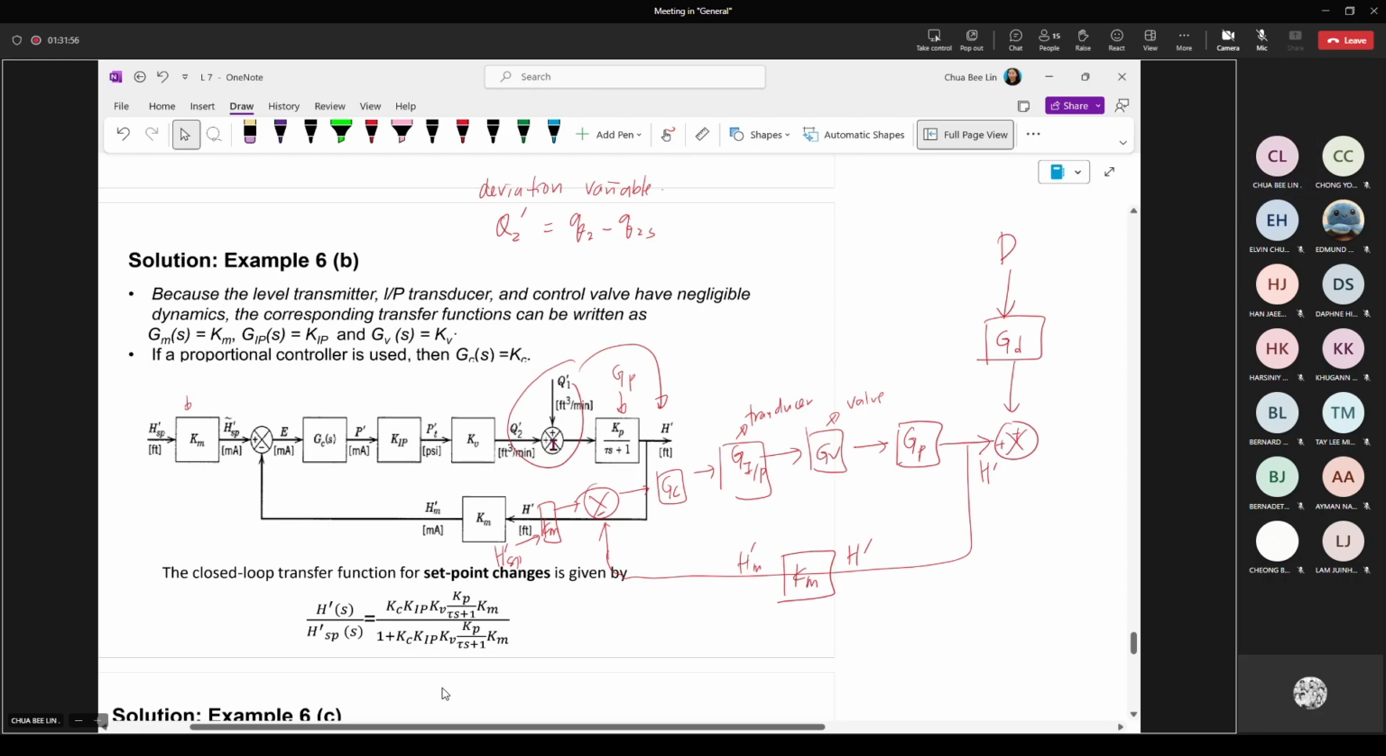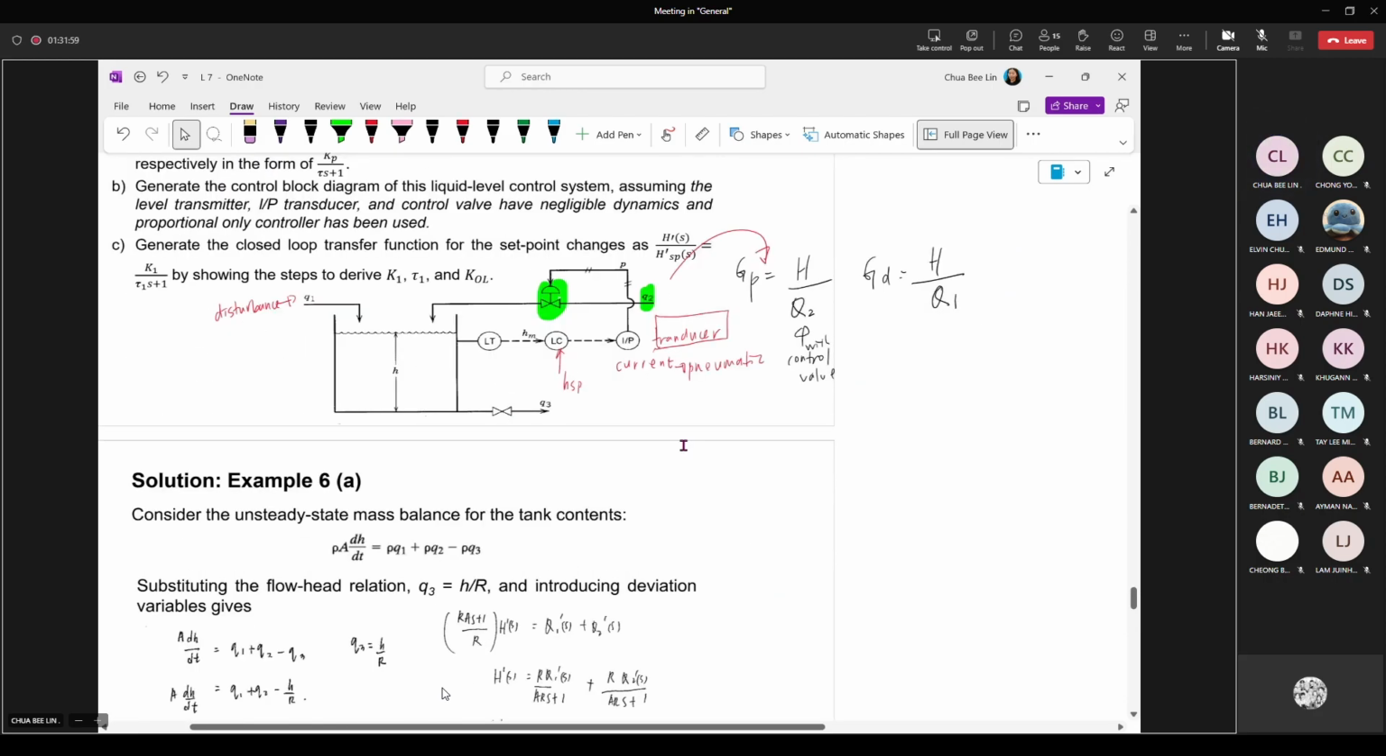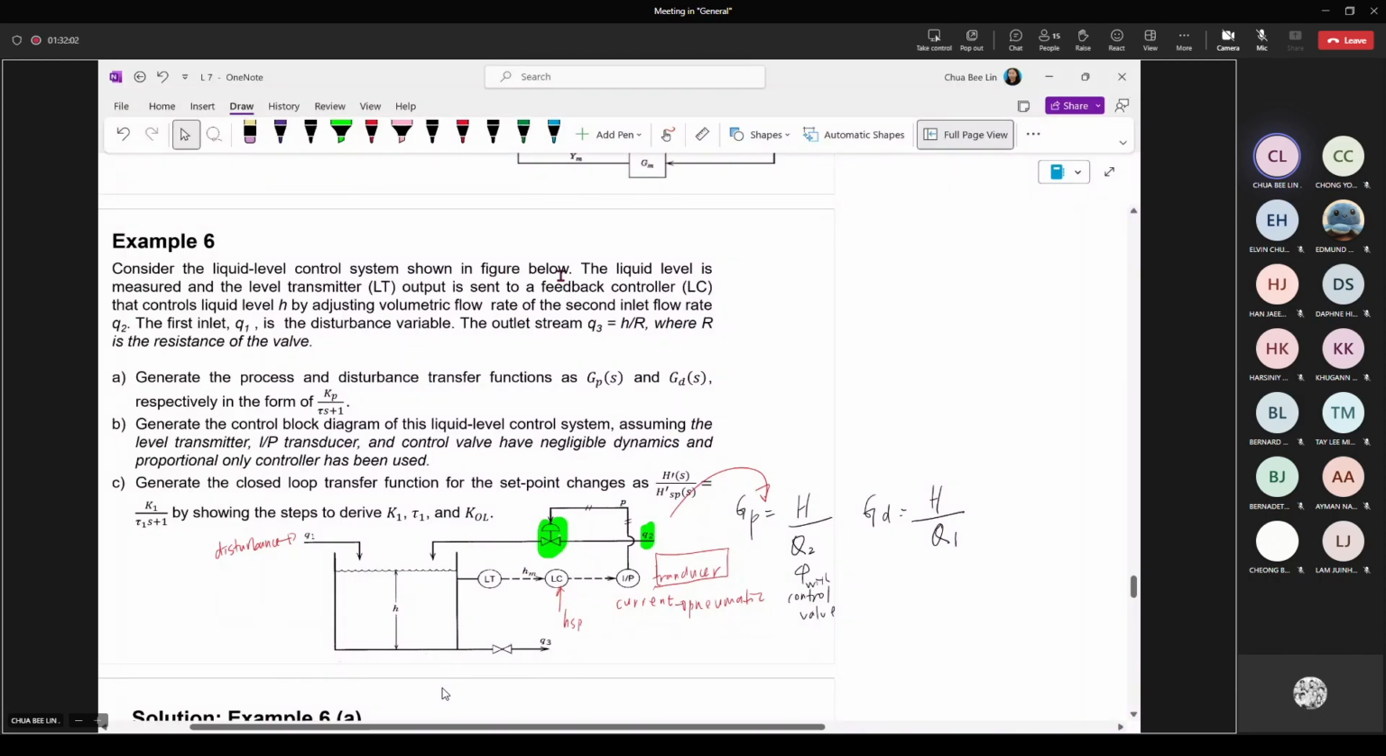It is not here. Okay, so consider the liquid level control system shown in this figure below. The liquid level is measured and the level transmitter changes the signal from the solid line into the electrical signal, milliampere. And then you can control the H inside the tank by adjusting the Q2. So your Q2 will be your manipulated variable. That's why you have the H over the Q2 as your process transfer function. And this is the one by default, Q3 equals to H over the R. So generate the process and disturbance channel function I have derived just now already. So please repeat again. Finally, represent them in the Kp over tau s plus 1.